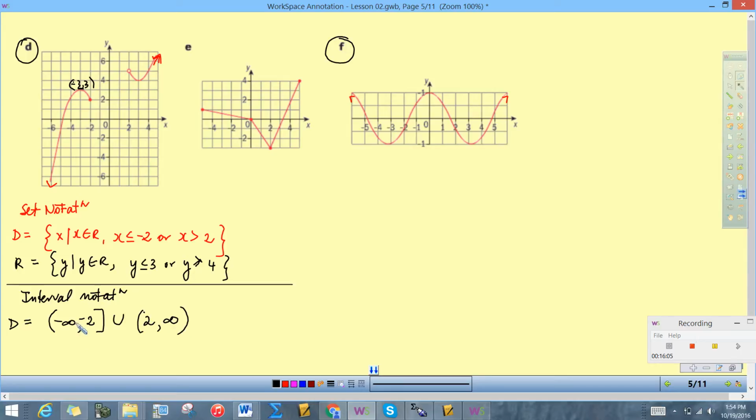So this is telling me that all the numbers that go from negative infinity to -2 are included, so up to -2, and then there's a jump between -2 and 2. See, there's no -1, 0, 1, okay?